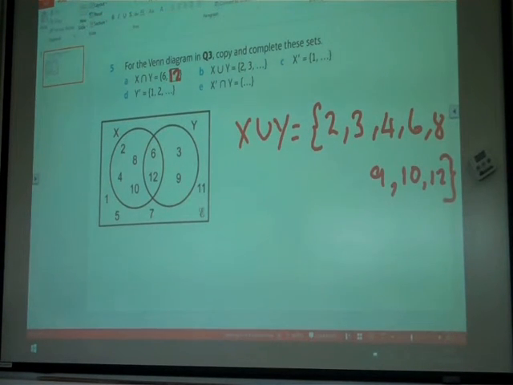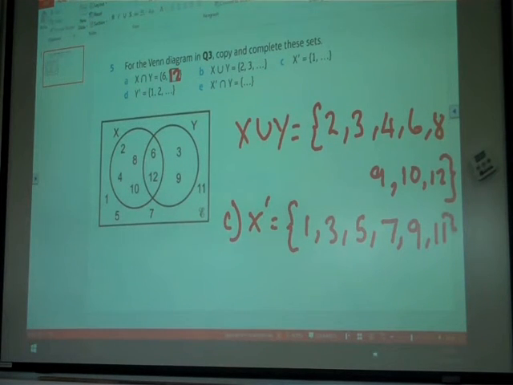So, part C says X dash. So, what? 3, 9. Or is it? 1, 3, 5, 7, 9, 11. Brilliant. 1, 3, 5, 7, 9, and 11. Because it's everything that's not in X.